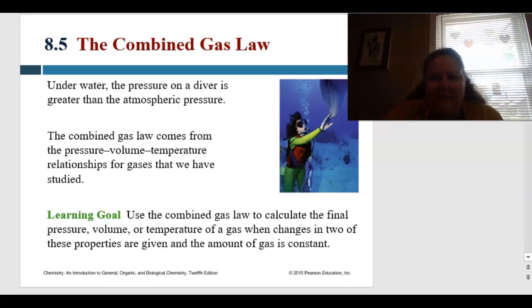Hey, so taking all these laws and combining them, this is the combined gas law. Underwater, the pressure on a diver is greater than atmospheric pressure. The combined gas laws come from the pressure, volume, temperature relationships for gases that we've just studied. So let's use the combined gas law to calculate the final pressure, volume, or temperature of a gas when given changes in two of these properties and given the amount of gas is constant. All right, so let's try.